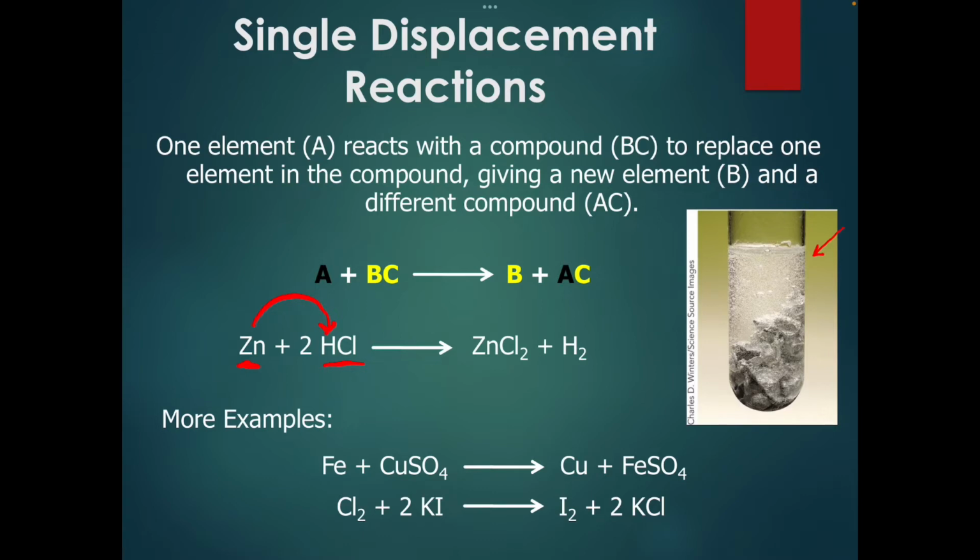Sometimes hydrogen acts like a metal. So zinc will switch out with hydrogen. So now the zinc ends up bonded to the chlorine and the hydrogen ends up by itself.